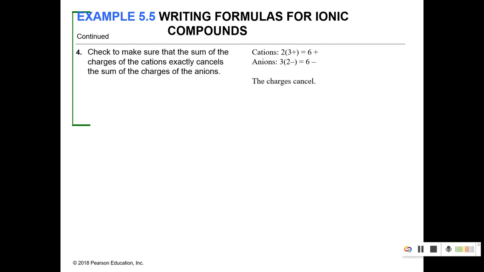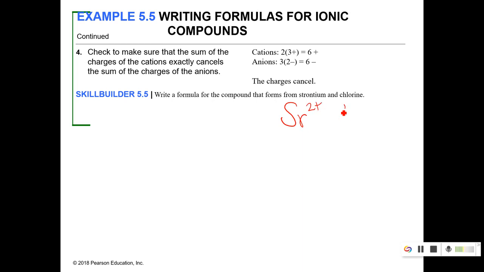Let's do one they haven't done. Strontium. Strontium has a +2 charge. Chlorine has a minus charge. That does mean -1, just like in math. We do not write ones unless they're absolutely necessary. Okay, so we're going to bring down our charges. So I've got 1 Sr and 2 Cls.